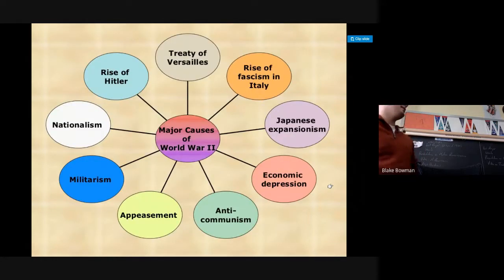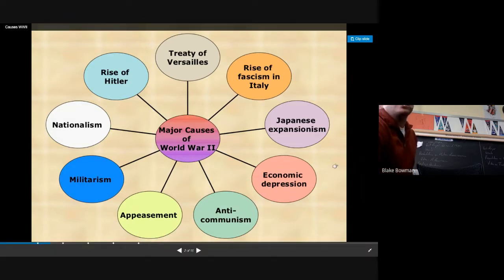All right, so here's kind of a graph. If you want to take a picture of it, that's good, whatever you want to do. This is all leading up to this conflict, this war. But again, it starts off with the ending of World War I, the Treaty of Versailles. That's the biggest player. That's the biggest thing moving forward.